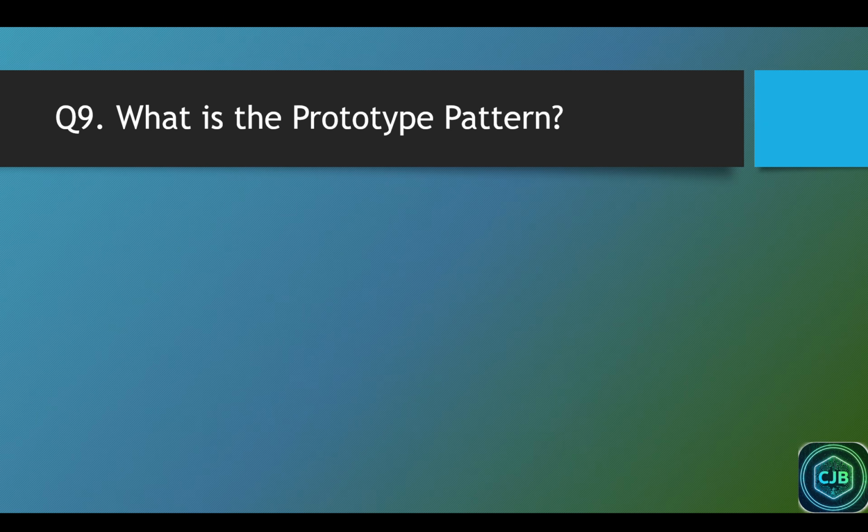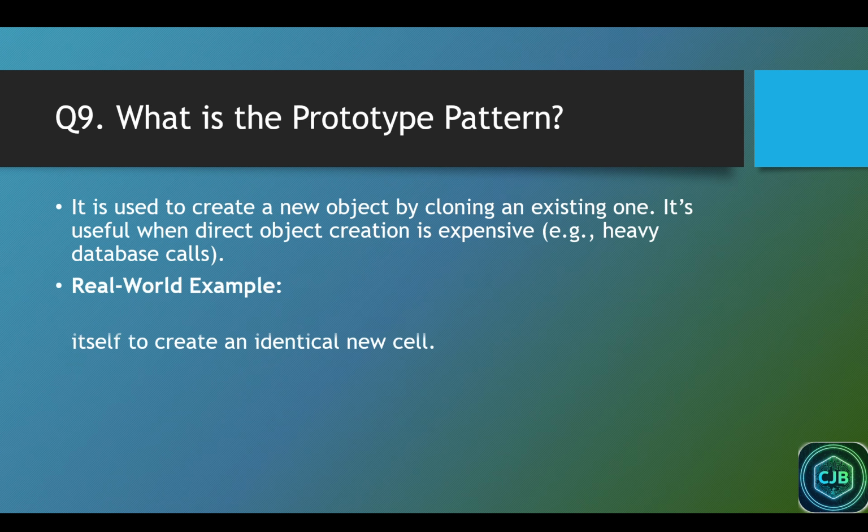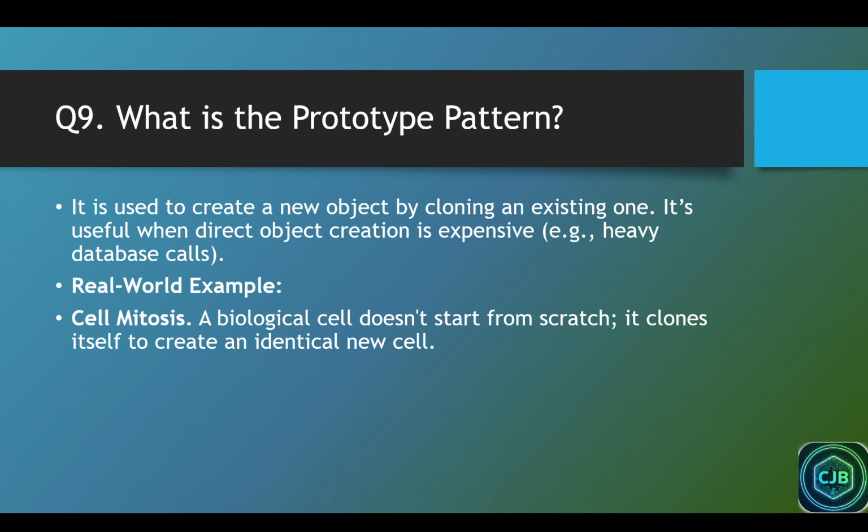steps are finished. What is the prototype pattern? It is used to create a new object by cloning an existing one. It's useful when direct object creation is expensive, heavy database calls. Cell mitosis. A biological cell doesn't start from scratch. It clones itself to create an identical new cell.